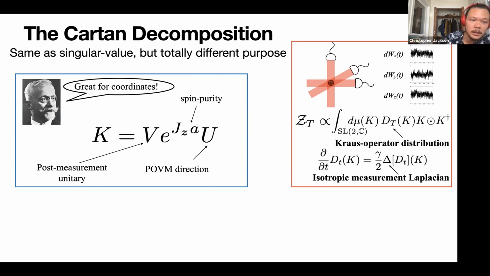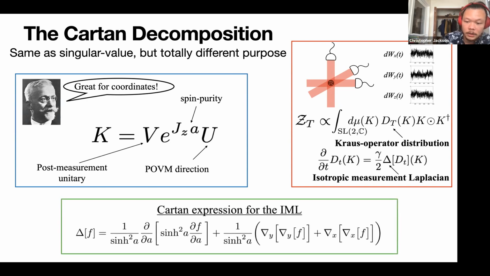K dagger K is the POVM element, so this V gets annihilated. So this U is the direction of the outcome. And then this A is basically how big the Q function is. So when A is infinite, then you have a minimum uncertainty Q function. And we'll go over that a little more. But then this U is the direction where K dagger K is pointing in the phase space correspondence.